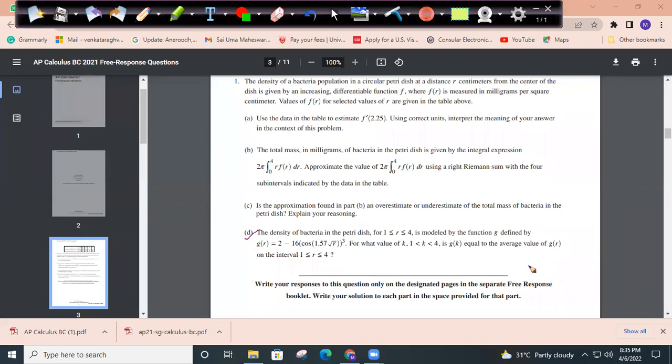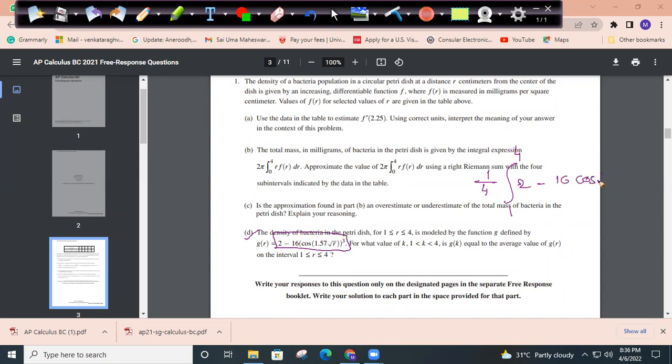According to the formula, we're supposed to integrate 2 minus 16 cos 1.57. Yeah, that you will input in the calculator, automatically it will give you the answer. Like in the calculator, do we type like? Yeah, this entire function you need to type in the calculator.